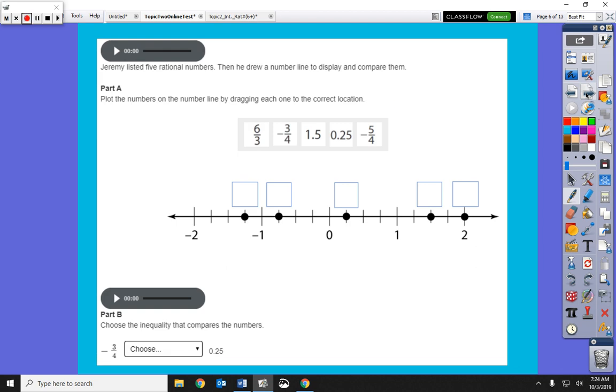Let's take a look at the next question here. Jeremy listed 5 rational numbers. Then he drew a number line to display and compare them. Plot the numbers on the number line by dragging each one to the correct location. Well, obviously I cannot drag these, but I will write them.